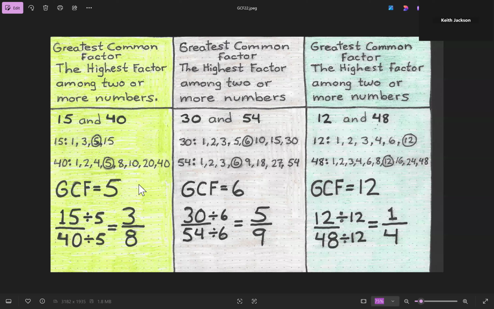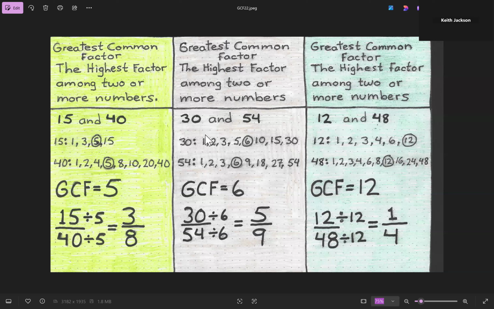And did you know that we can use the greatest common factor to simplify a fraction? So let's say we have 15 over 40ths, right? And we wanted to simplify it. Well, we're just going to use the greatest common factor to simplify it to its lowest terms. And so now we know that 15 divided by 5 will give us 3, while 40 divided by 5 will give us 8. And the simplest form of the fraction 15 over 40 is 3/8.